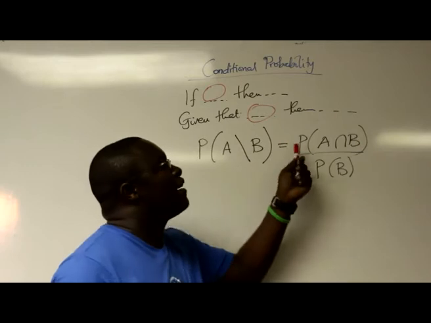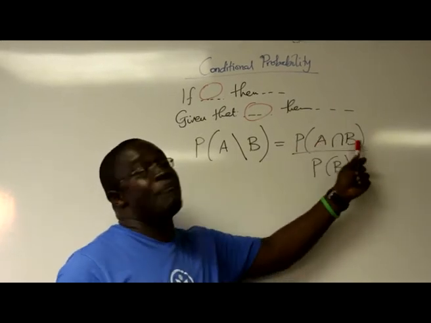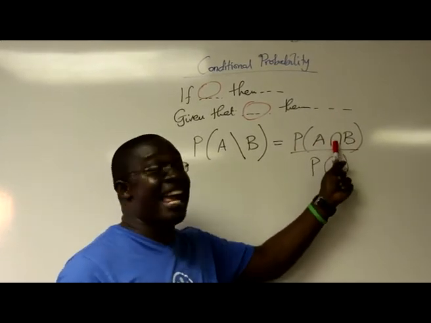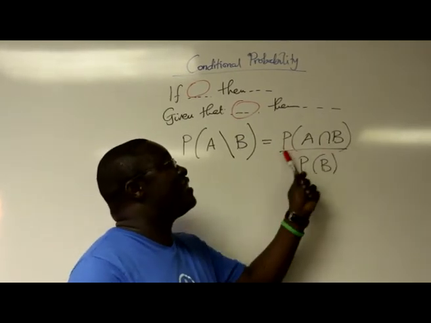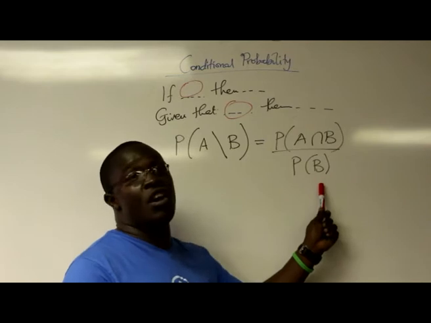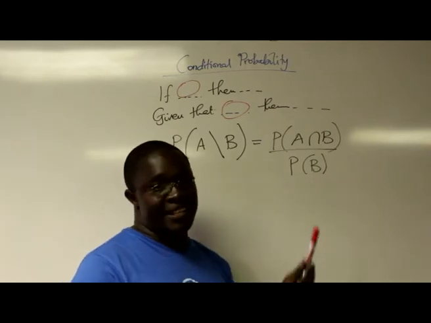Equal to the probability of A and B occurring. So remember, this is "and". What is the probability of both of them occurring divided by the probability of B occurring?